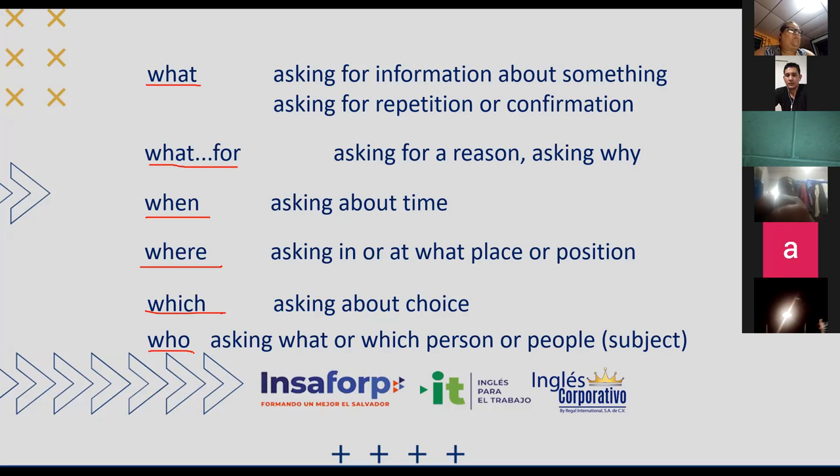When we want to ask for information about something, we use what. Give me an example. What time is it? Yeah. What else? Other question? What are you doing? Yeah, why not? What are you doing? Well, I'm cooking, right? Okay. Also, we use it to ask for repetition. What did you say? So if we want to ask for repetition, we use what.